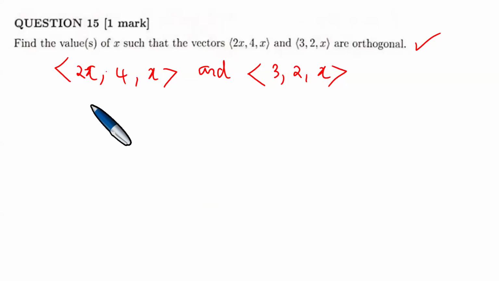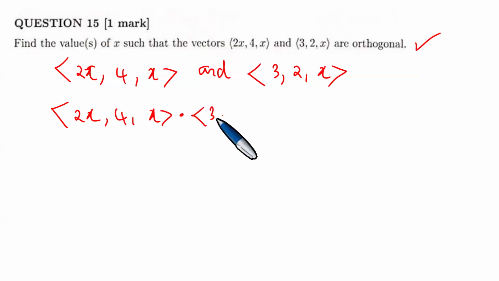So obviously we want to find the values of x so that these vectors are orthogonal. There are a couple of things we need to take into account when studying orthogonal vectors. Vectors being orthogonal means that the dot product is identically 0.